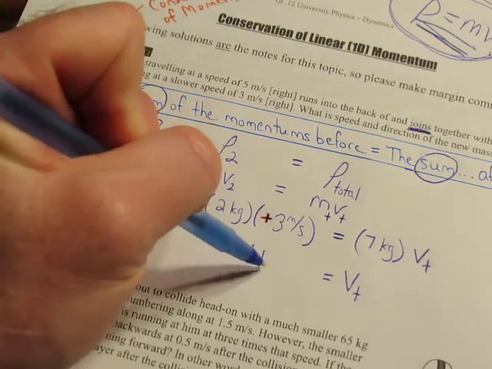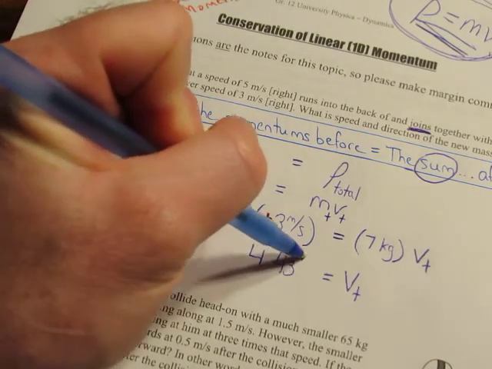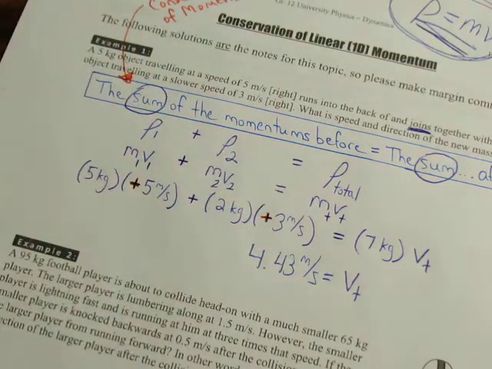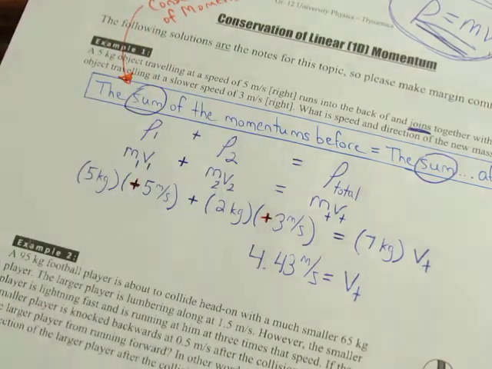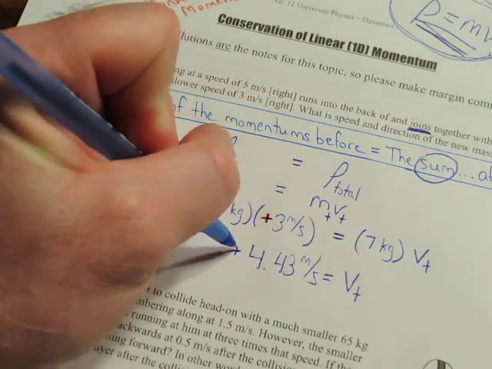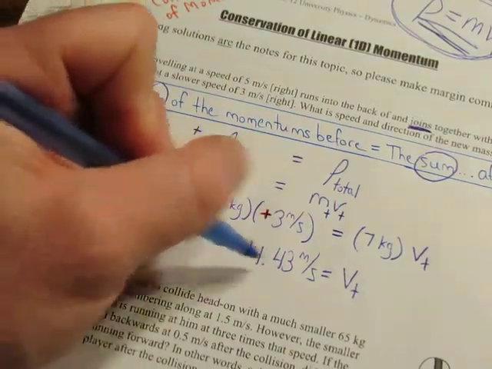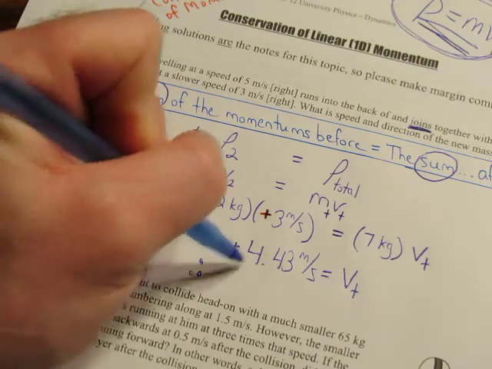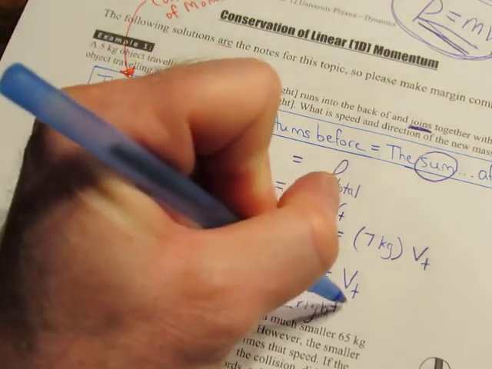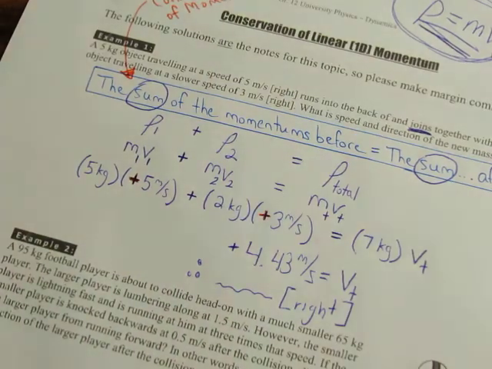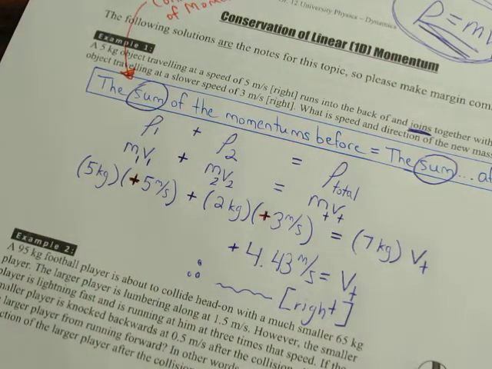This time it comes out to 4.43 meters per second, and there's no sign on my calculator, which indicates that it's plus. So it's a positive 4.43, and in my final answer I would write therefore 4.43 meters per second to the right as a final direction. They always want direction in the end. You wouldn't be able to predict that number by just looking at the numbers in the question. You have to do it mathematically.